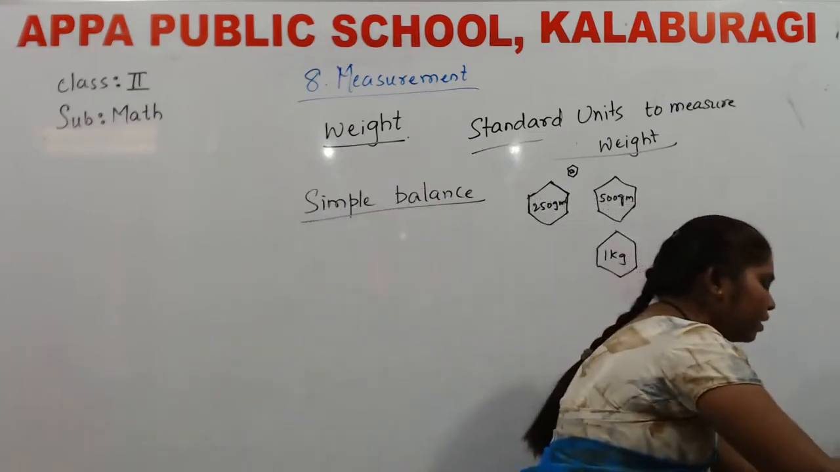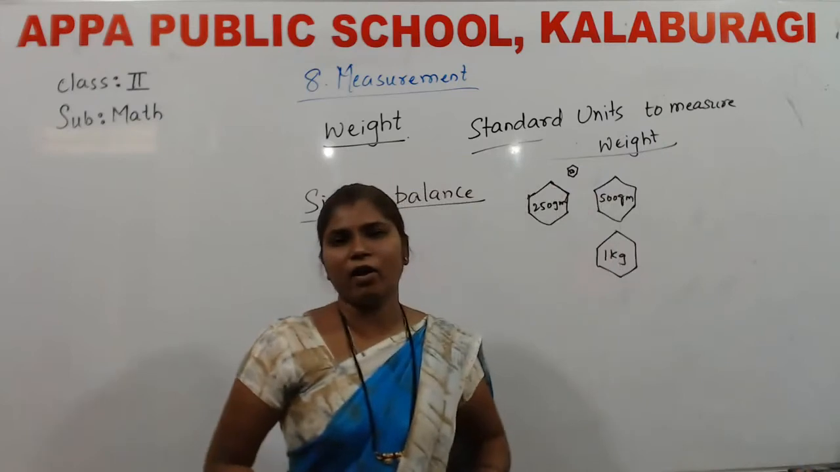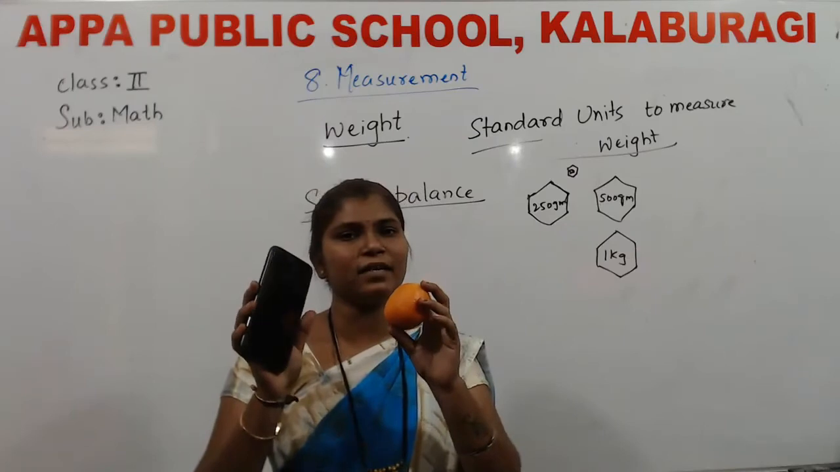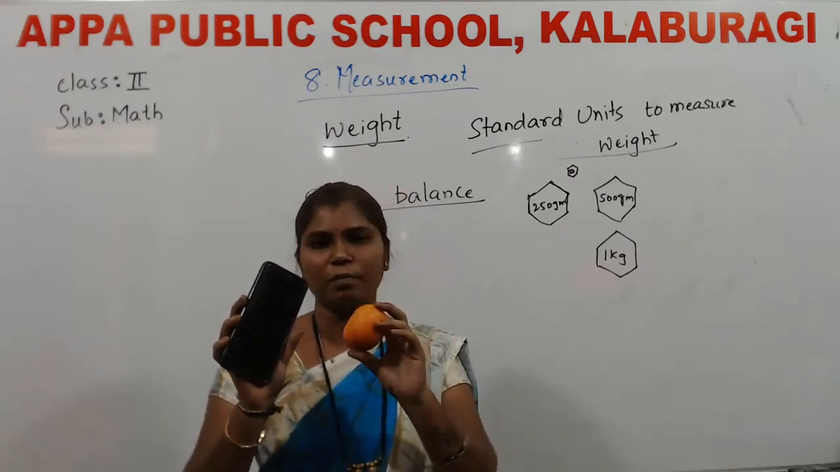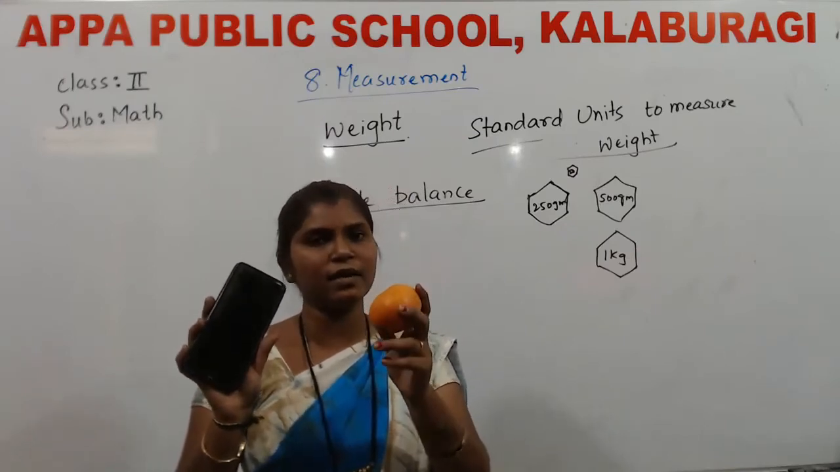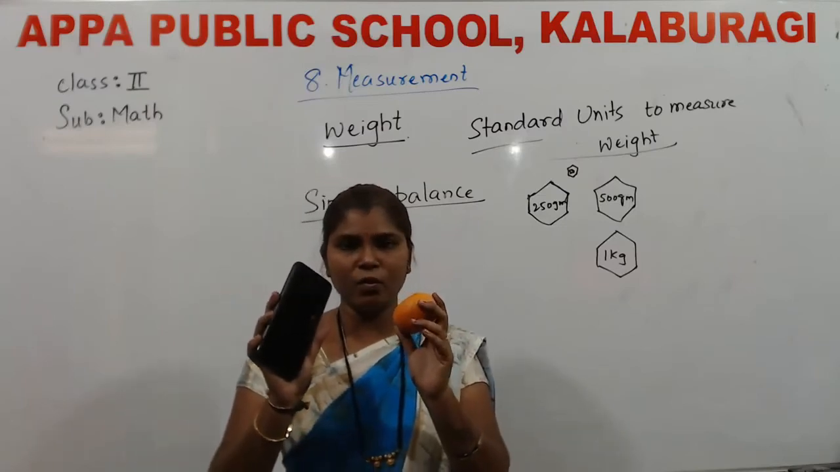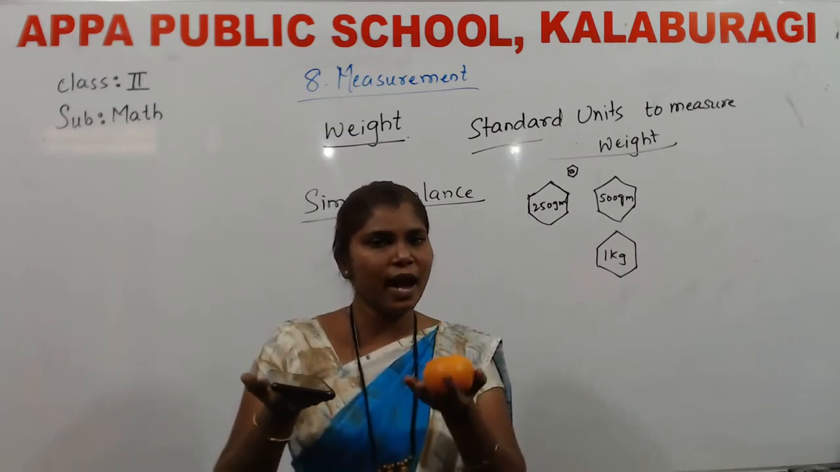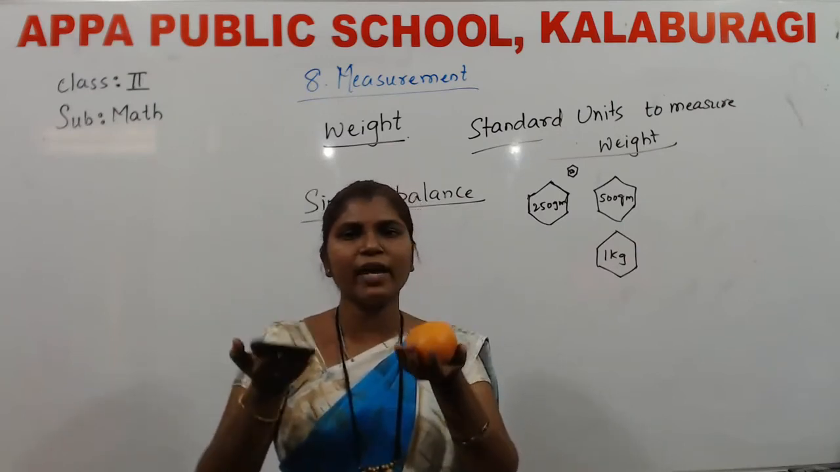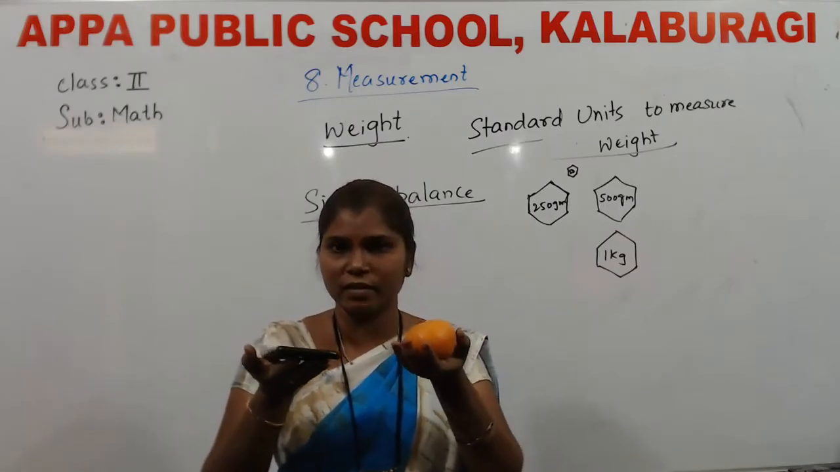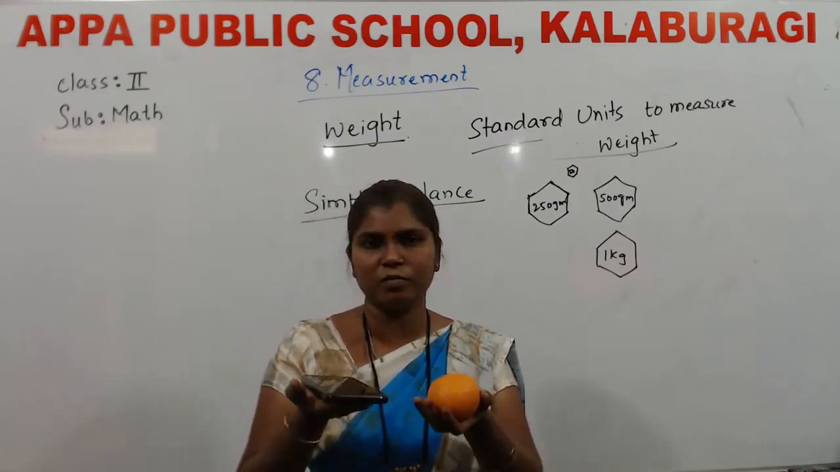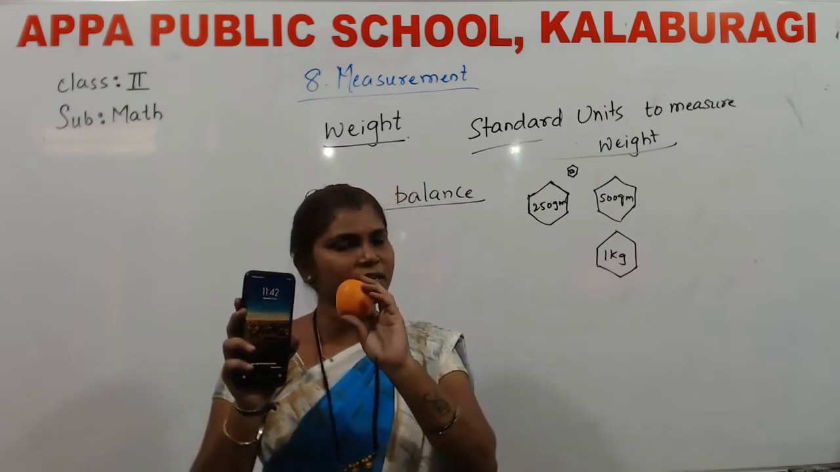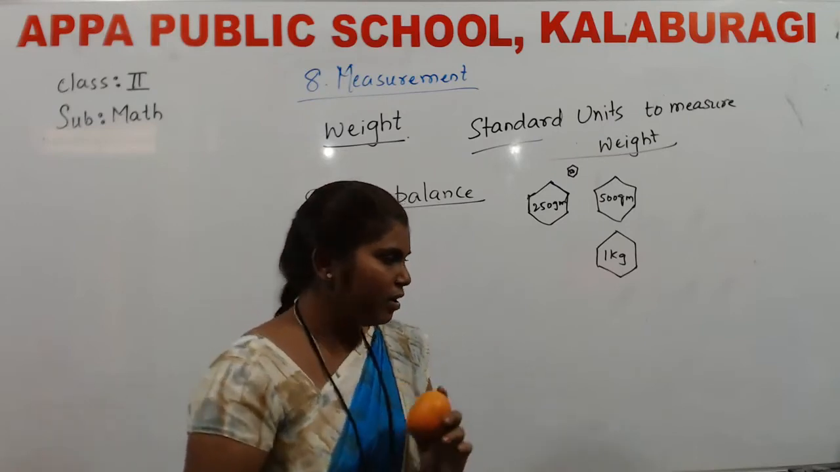Now I have a cell phone over here and an orange. Now I make a comparison between these two objects. You have to tell me which is heavier and which is lighter. Your cell phone has much more weight as compared to the orange. You can feel the weight of the object. So the cell phone is obviously heavier and the orange is lighter than the mobile phone.